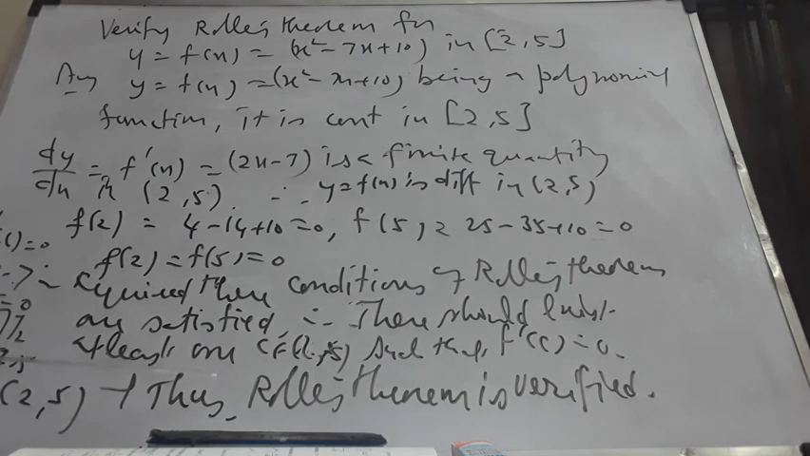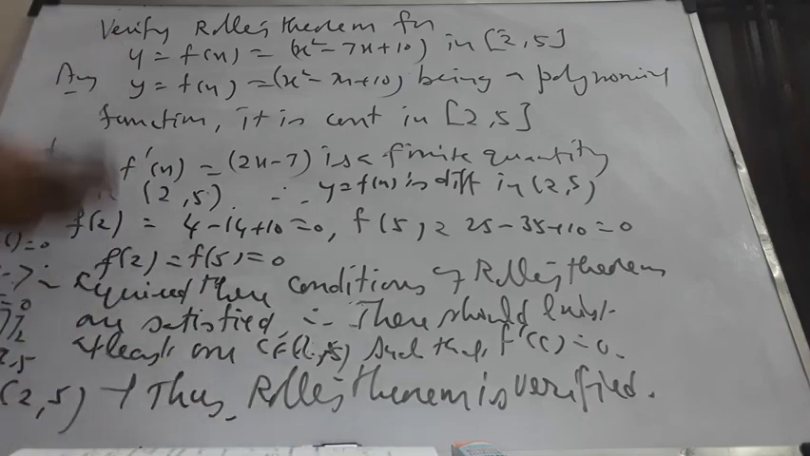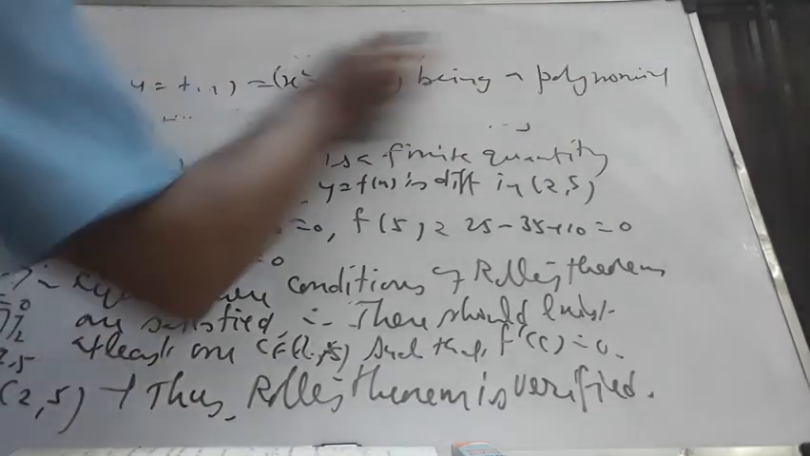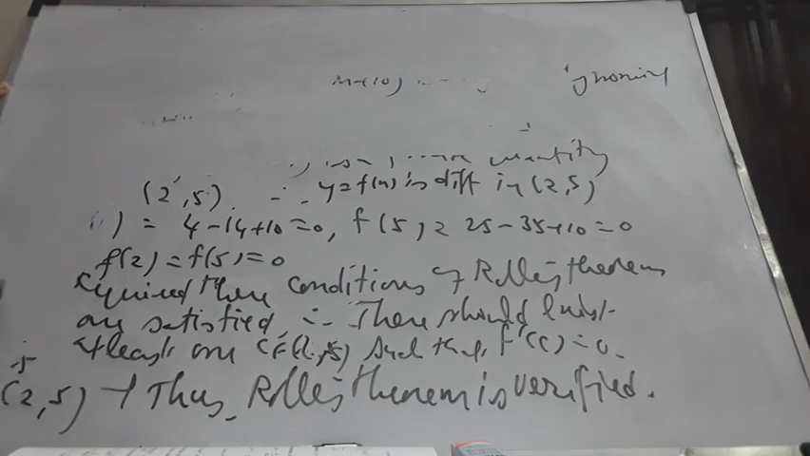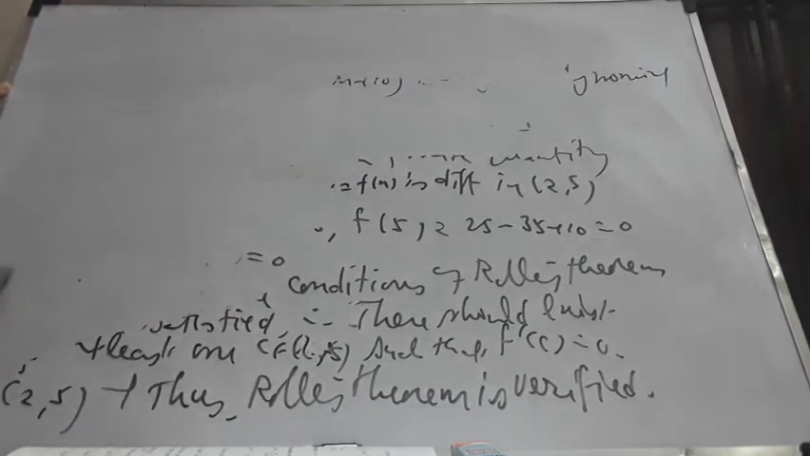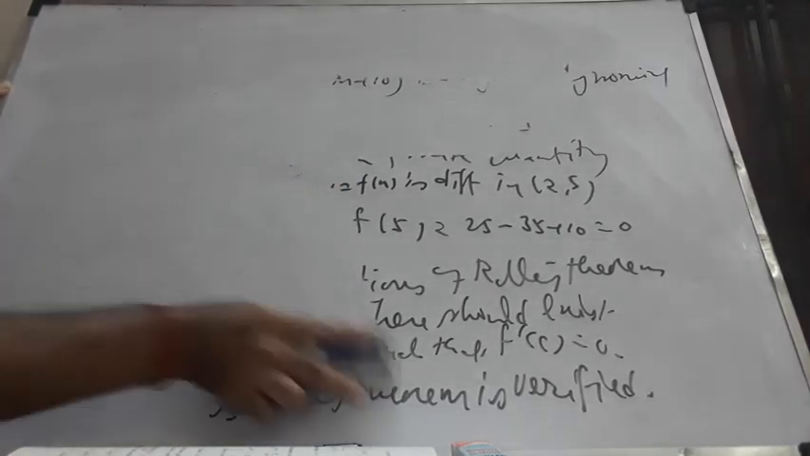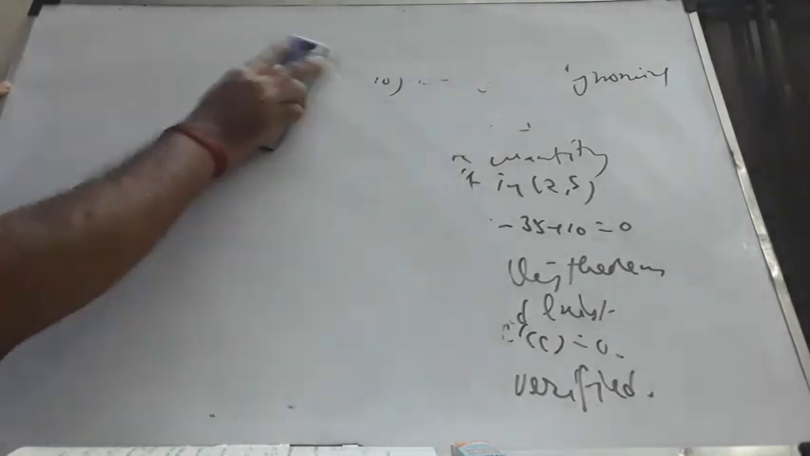When the conditions are satisfied, I should have at least one c such that f dash of c is equal to 0. Here 2c minus 7 is 0. Therefore c is 7 by 2, which is 3.5. 3.5 is in the open interval 2 comma 5. Thus, Rolle's theorem is verified. I think it is clear to everybody.